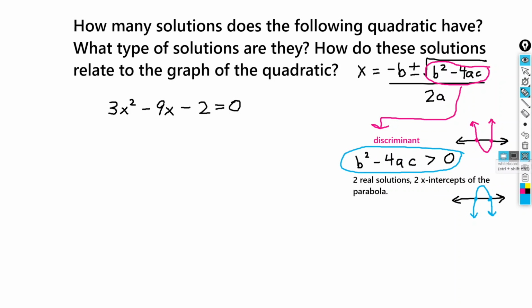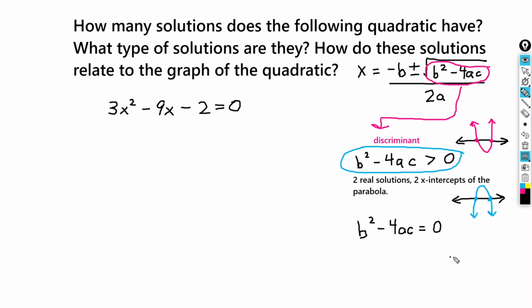or if b squared minus 4ac is equal to 0, well, then you only have one real solution. Because if you think about it, you have plus or minus the square root of 0, which is just plus or minus 0, which is the same number. So it basically becomes negative b over 2a is your one solution.